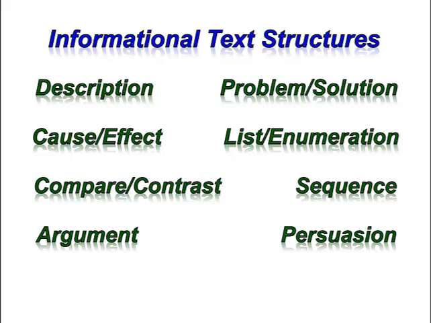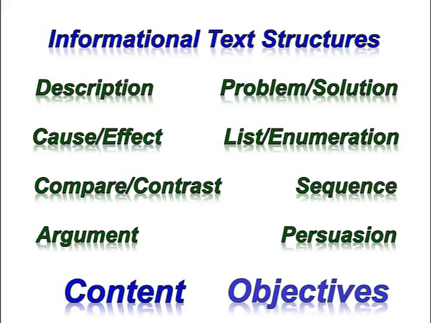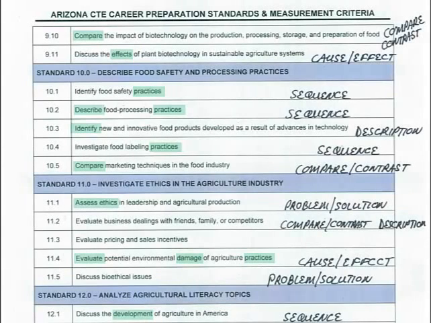Whether we acknowledge it or not, informational text structures are already embedded in the very beginning of our lesson plan. Not only are they embedded in our content, they are also embedded in our objectives. Here is an example of Ag Science standards and embedded informational structures. In Objective 9.10, we want students to compare and contrast the impact of biotech on food processing and storage. We make decisions as teachers what it means for students to compare.